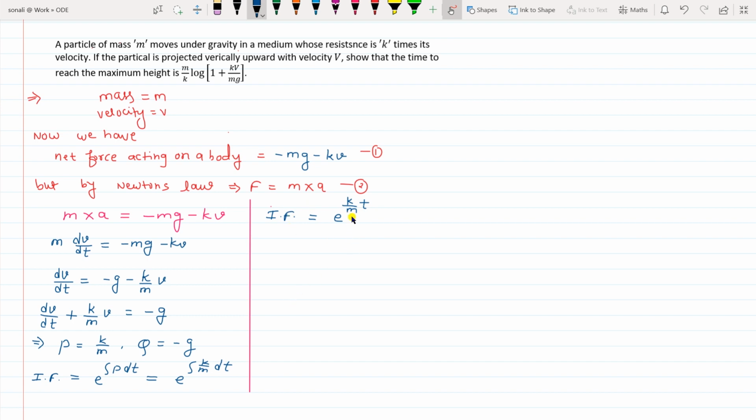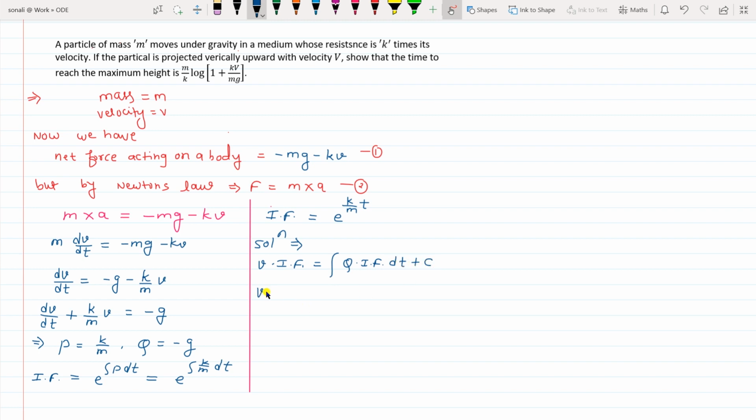So this is our integration constant, integrating factor. After finding the integrating factor, we need to find the solution. What is the solution? Yes, this is the derivative of v with respect to t, so it will give you the solution: v into integrating factor is equal to integration of q into integrating factor dt plus c.